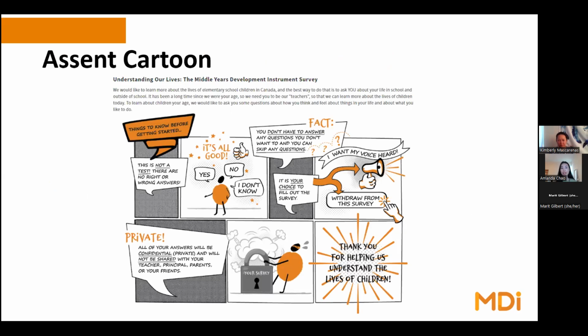So this is added to the regular assent script we ask teachers to read aloud to students prior to starting the survey. The cartoon, we want to make it really clear to students that the survey is not a test and they can choose not to answer any questions. The survey is voluntary and their answers are all confidential.